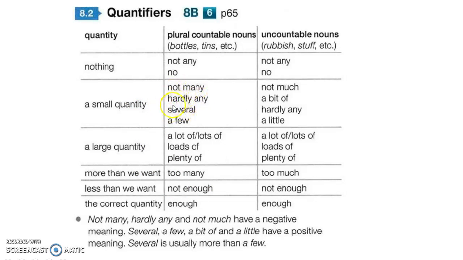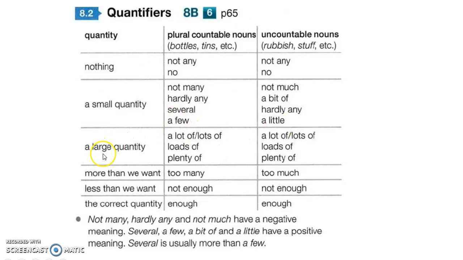You could also use the other expressions that we have here. You just have to take into account certain differences. For example, with plural countable nouns we can use hardly any, and with uncountable nouns we can also use hardly any. However, a few cannot be used with uncountable nouns. A few is exclusively used with countable nouns. A bit of and a little, on the other hand, are only used for uncountable nouns, all right? A bit of milk, a bit of water, a little tea, etc.